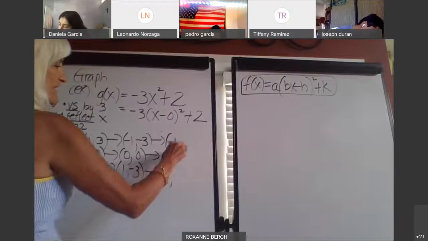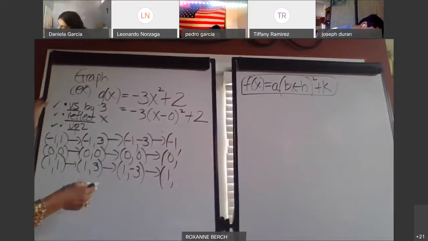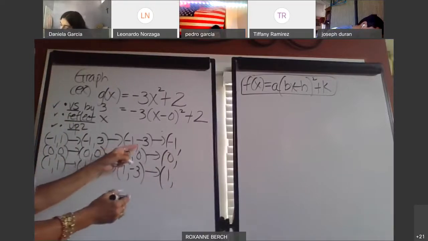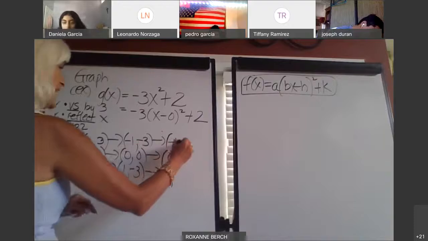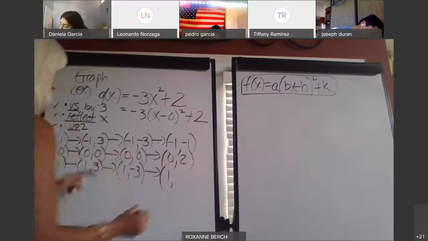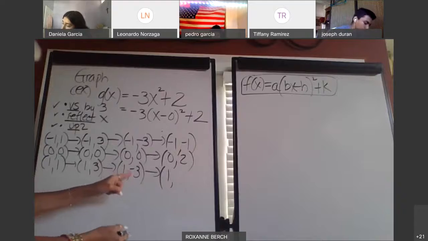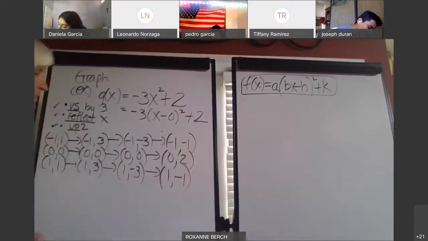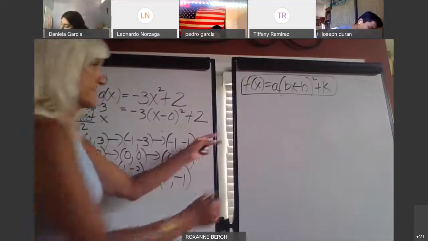I know this seems tedious, but it's not. Once you get going with this, it's so easy. So up 2 would be negative 3 plus 2 is negative 1. 2 plus 0 is 2. 2 plus -3 is -1. Let me do the graph.